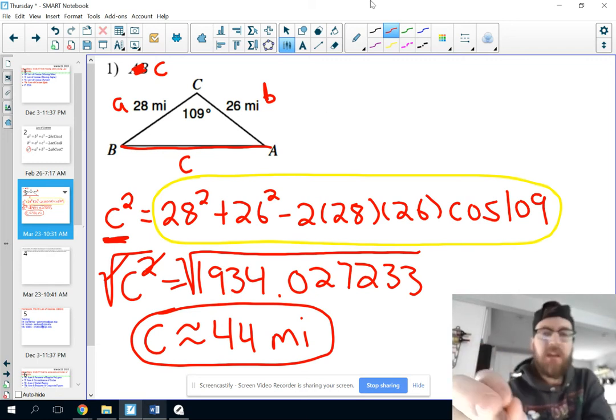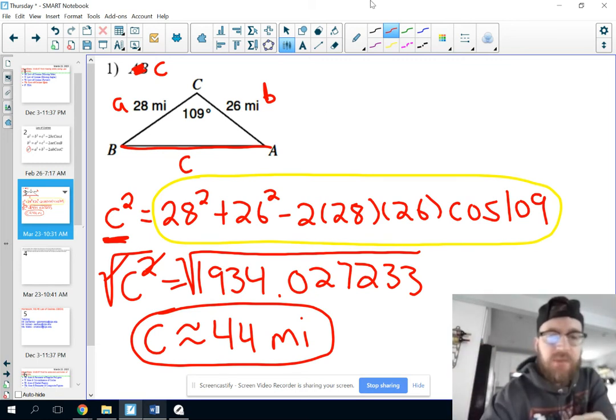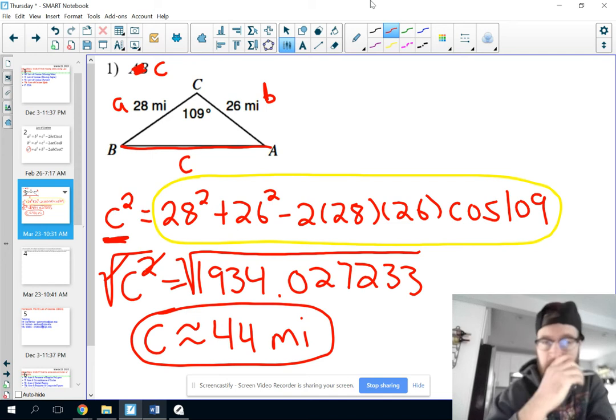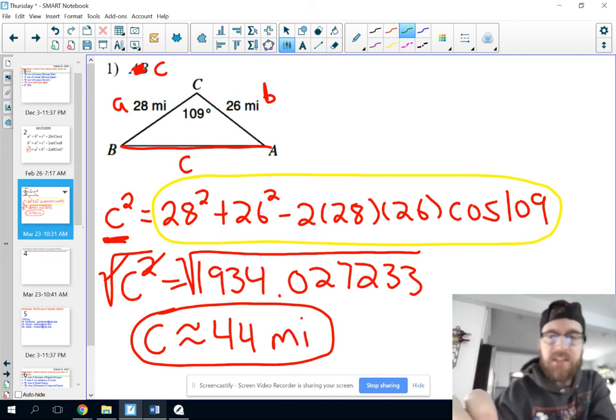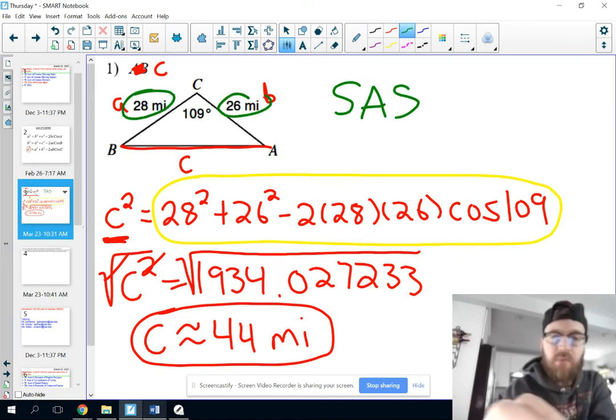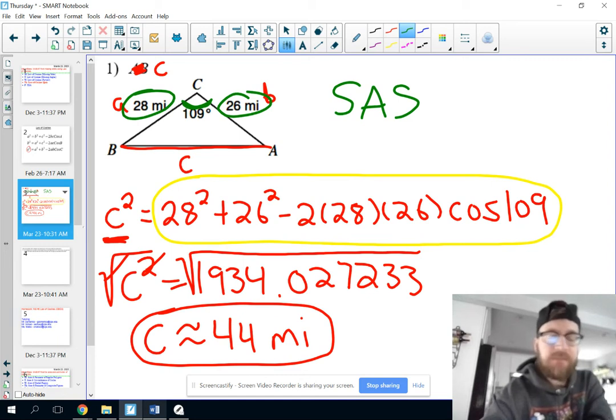Notice last week with law of sines, we were looking for pairs of opposites. So we knew the little letter and the big letter, the side and the angle, both to set that up. For law of cosines today, we're looking for that SAS scenario, so that we have two sides and one angle that's in between those sides. So that's what you're going to be looking at today.